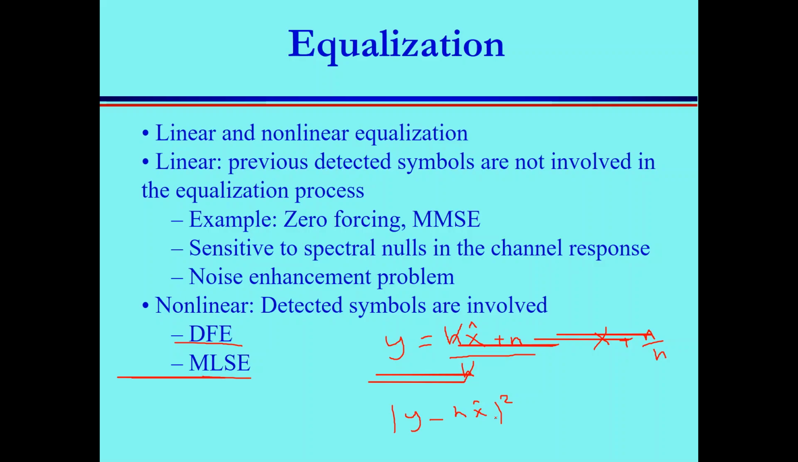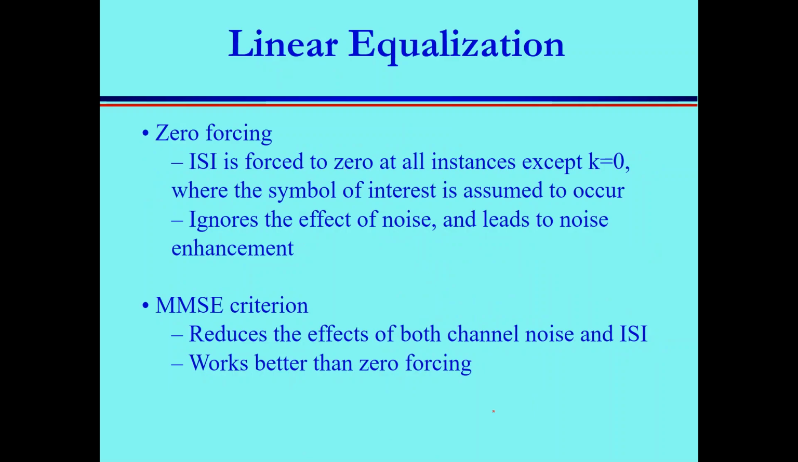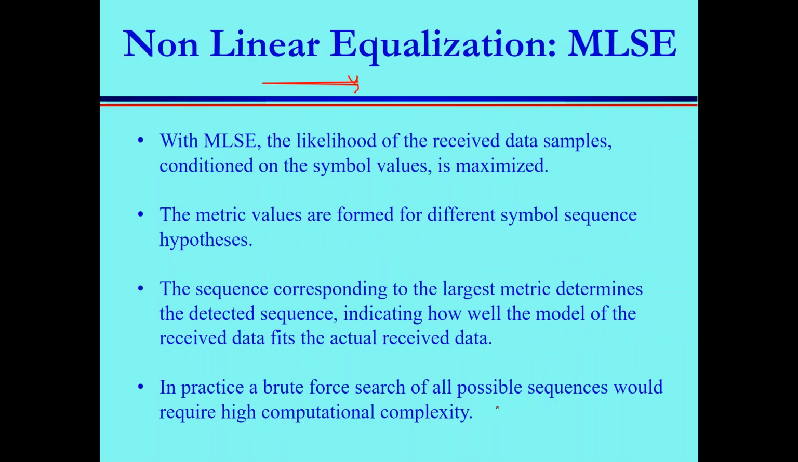Got it? The metric is like the distance, how far this hx is from the received signal. Do you include the noise? You don't include the noise. So the effect of the noise is still there, because you cannot include the noise since you don't know the noise. But you got how it works.